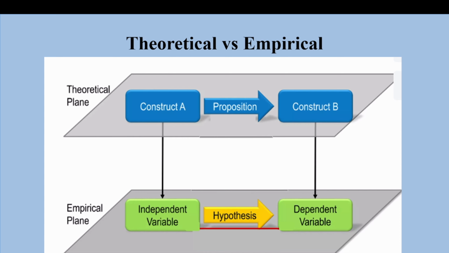Just remember AVE, average variance extracted. If AVE goes up, that means we are close to the measurements. If AVE goes down, that means measurements are not very good. So this is how we measure them.